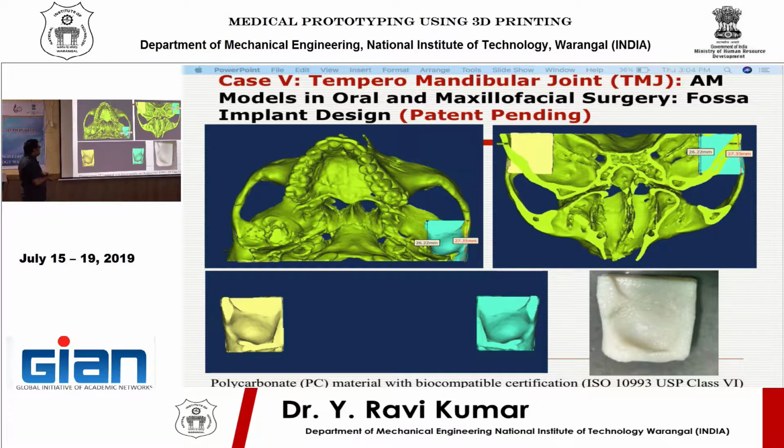And of course you have this fossa, like a disc. This is the disc portion where this condyle will go and sit against the skull bone or the maxilla. So this is the fossa component, and again this is also captured from the other side, which luckily is fine. Then we printed it in a PC, a medical grade PC which is certified by the vendors or the FDA. We should not give metal to metal contact.